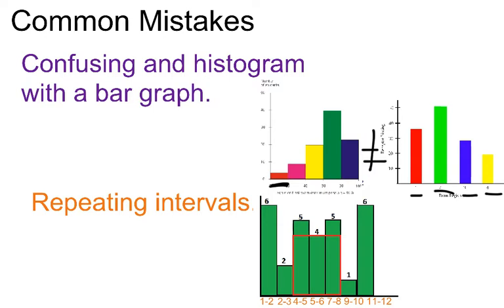Another common mistake is students will repeat intervals. For example, 0 to 20 and then 21 to 30 is not the right balance of intervals, because technically I have a group of 21 in the first column and a group of 19 in the second. So your intervals have to be equivalent groups. And also, sometimes students will repeat numbers. So watch out for those two common mistakes.